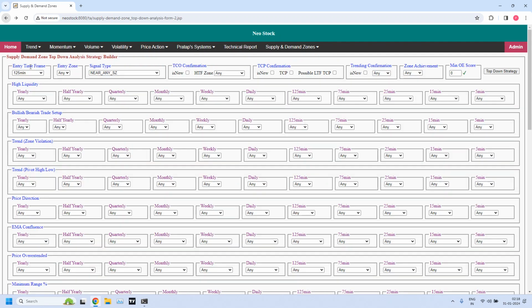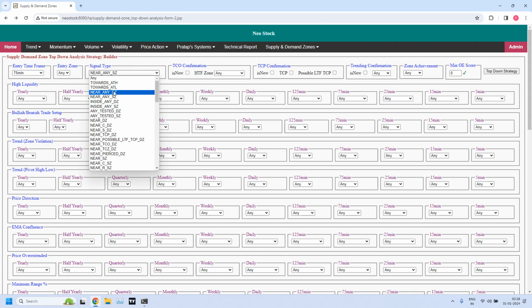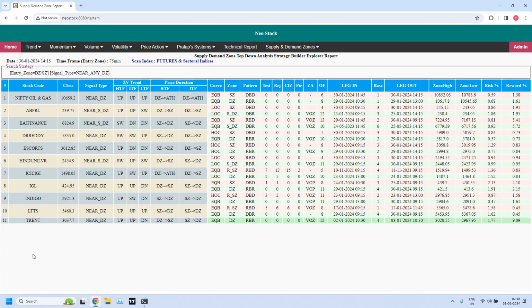So let me go back. Let me change the time frame to 75 minutes. So entry time frame is 75 minutes. Let us find the stocks near 75 minutes demand zone. These 11 stocks are filtered.